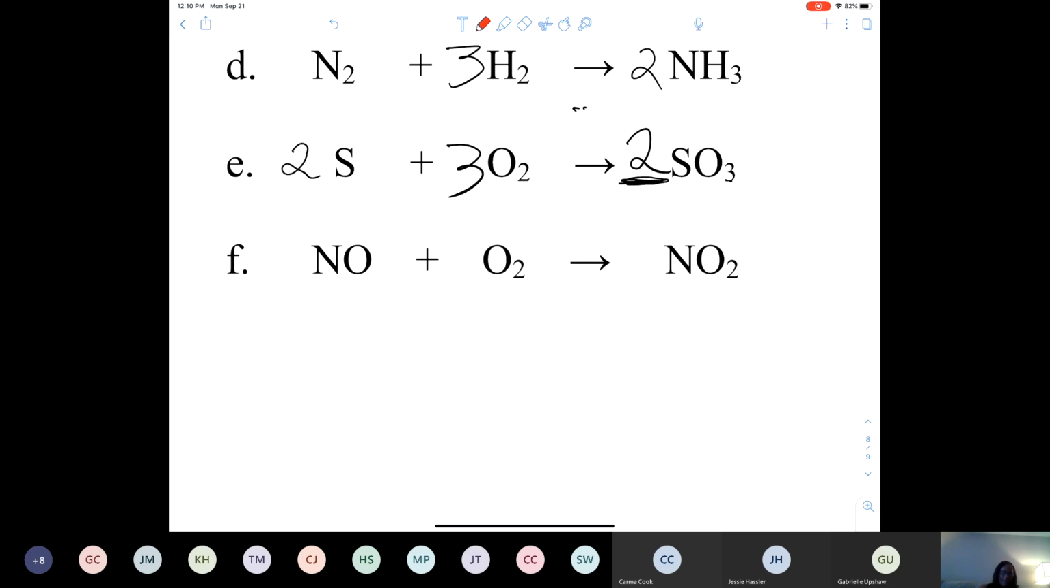So if we put a 2 here, now that gives us 2 oxygens plus 2 oxygens. That gives us a total of 4 oxygens on the left. And then putting a 2 here gives us 2 times 2, 4 oxygens on the right. That also balances our nitrogens. We've got 2 nitrogens on the right, 2 nitrogens on the left.